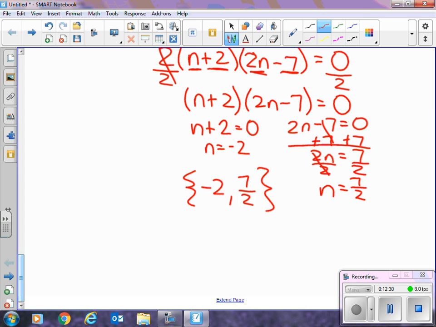So those are two examples that incorporate everything we've done in the past few classes related to factoring. You need to constantly stay on top of it and make sure you remember what to do with each type.